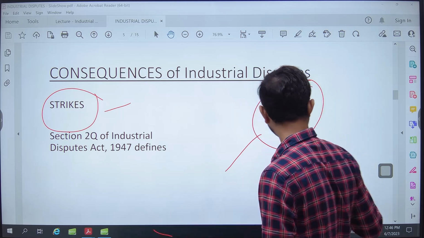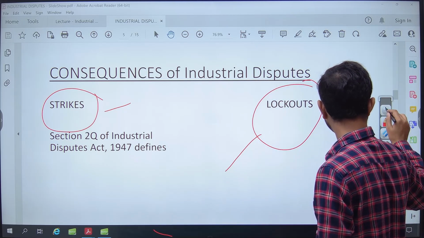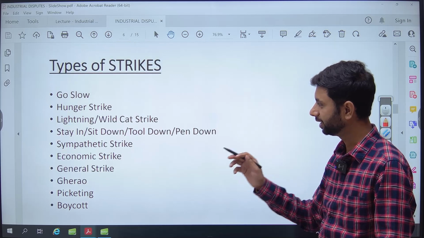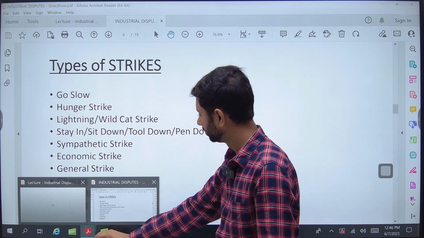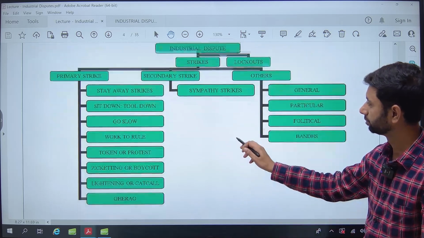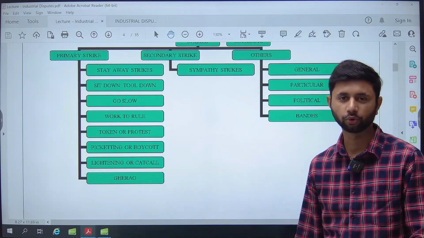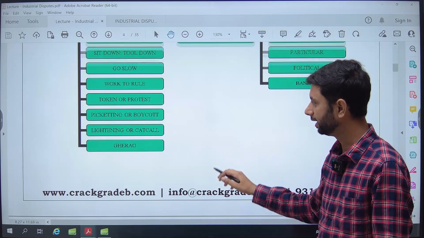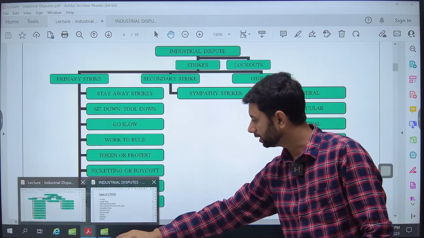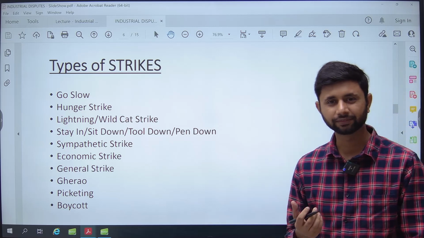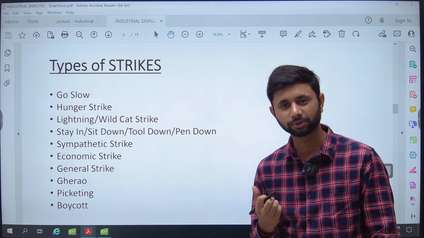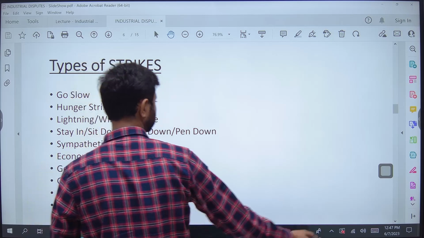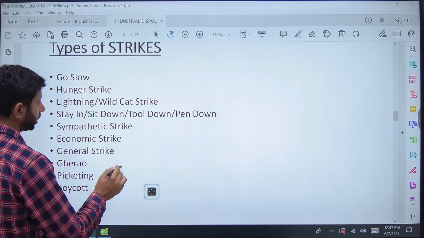Okay, so now let's move on to the next thing, which is types of strikes. Very important. Various types of strikes are there, as you can see here also: stay away strikes, sit down, tool down, go slow, sympathy strike, general strike, Ghirao, lightning, wildcat. We'll understand each of these strikes one by one. These are basic definitions. Just understand the crux of it, then you'll be able to distinguish between these. So let's understand each and every strike one by one.